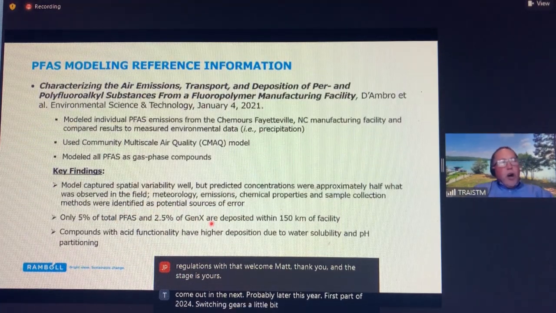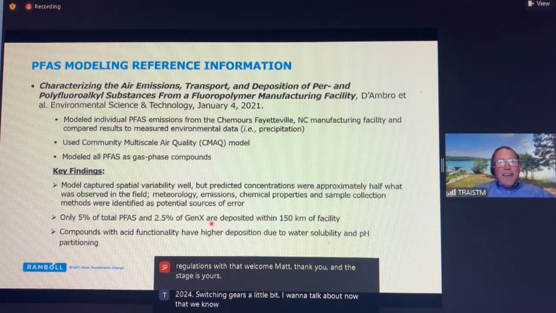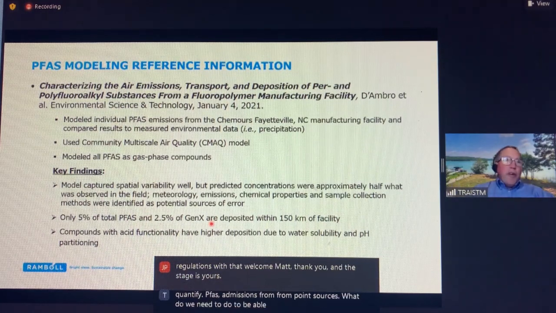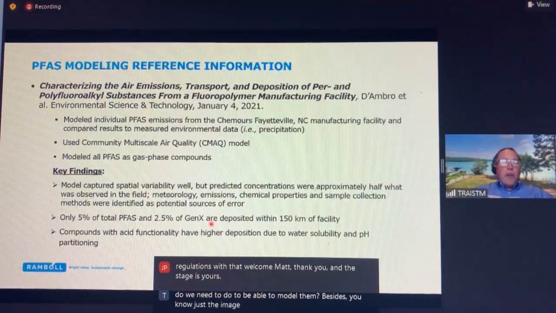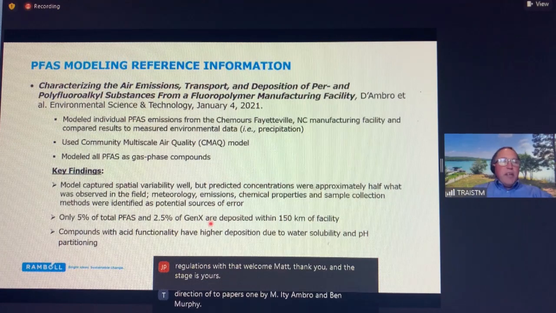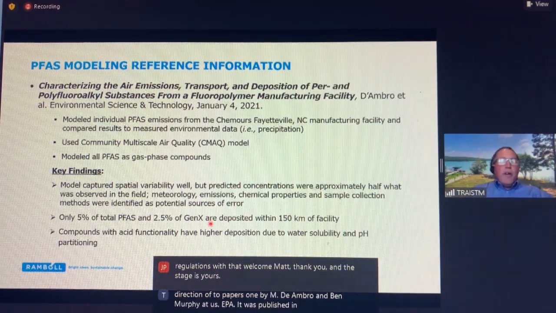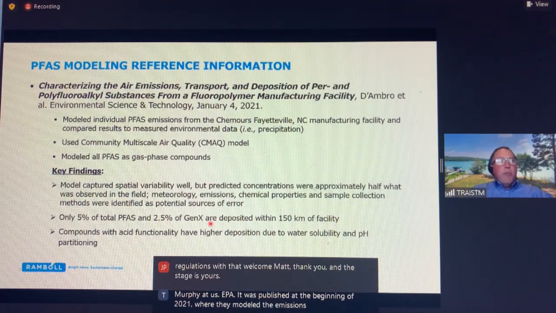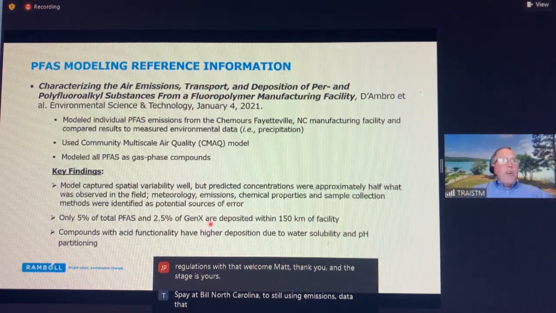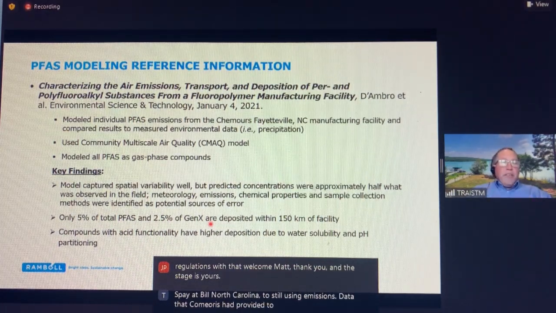Switching gears a little bit, now that we know how to quantify, or believe we know how to quantify, PFAS emissions from point sources, what do we need to do to be able to model them besides just the emission rate information? I'm going to point you in the direction of two papers, one by Emma D'Ambro and Ben Murphy at USEPA. It was published at the beginning of 2021, where they modeled the emissions from the Chemours Fayetteville, North Carolina facility using emissions data that Chemours had provided to North Carolina DEQ.